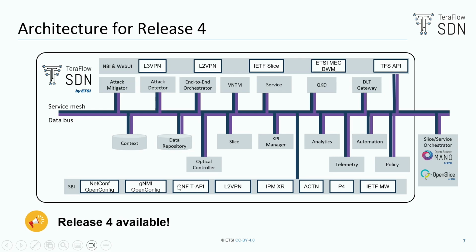We are also able to control optical SDN controllers through the ONF Transport API, layer 2 VPNs. We are able to control transponders and muxponders. We are able to control also optical networks through the ACTN SBI. We are able to program and configure P4 routers. And finally, we have also support for microwave links. All this with different services, which are here presented.